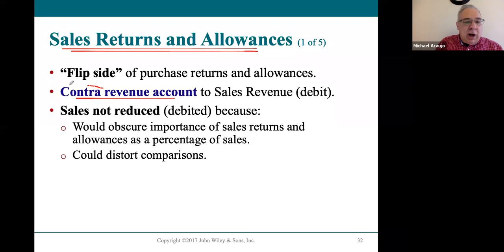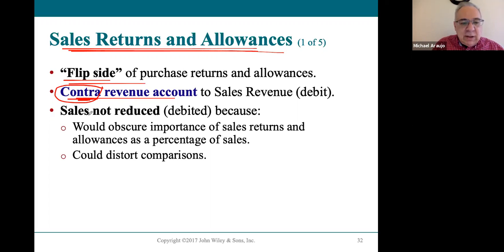Remember, the word contra in accounting indicates that it's the account with an opposite normal balance. Revenue accounts have normal balances on the credit side. However, sales returns and allowances is a contra revenue account, so it'll have an account balance on the debit side. All right, that's the contra. It's the flip side. Just don't flip out.